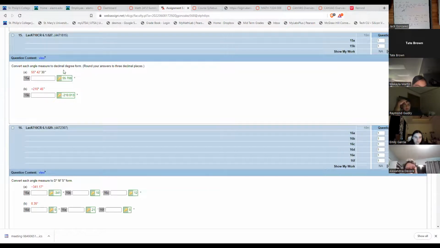We need to convert. So this is what I was talking about earlier, decimal degree form. Degrees, minutes, seconds. They want us to change this measurement into just degrees. Okay, that's what we're going to do.